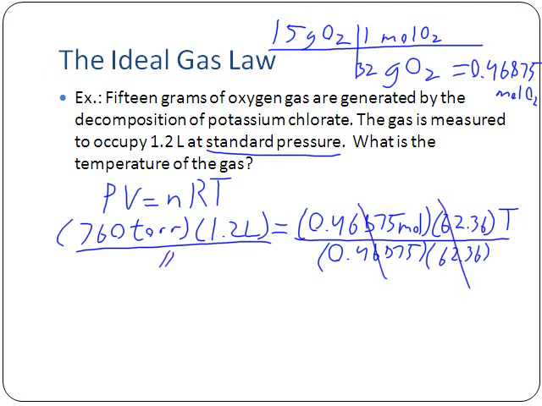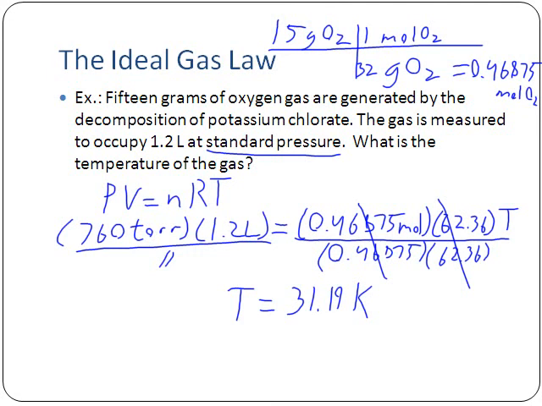So we'd say 760 torr times 1.2 liters divided by our 2 guys that are going to be on bottom, which is 0.46875 and then 62.36, and we do that, I get a temperature of 31.19. And so we get an awfully cold temperature here. And because this has to be in Kelvin, 31.19 Kelvin.